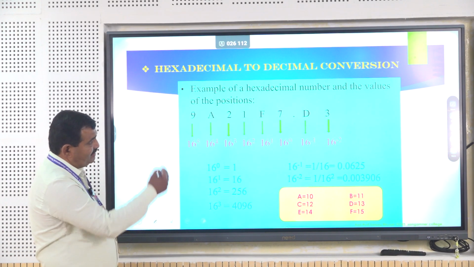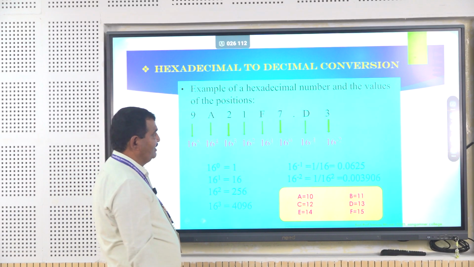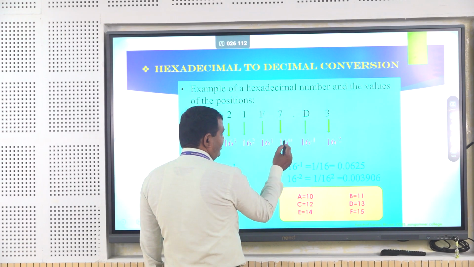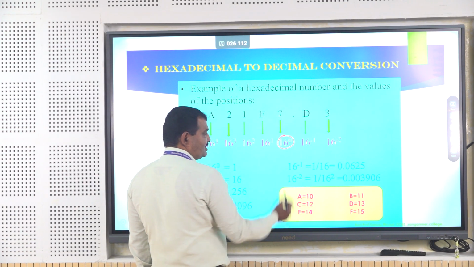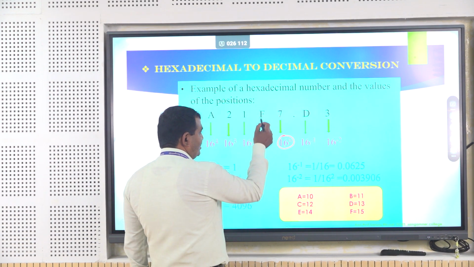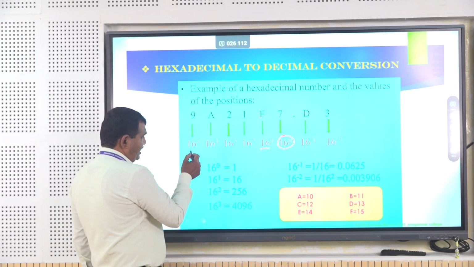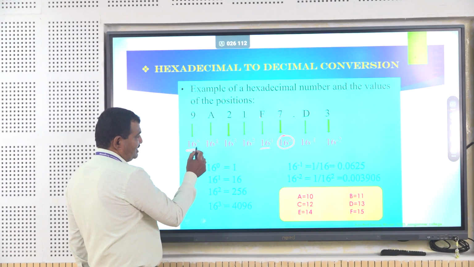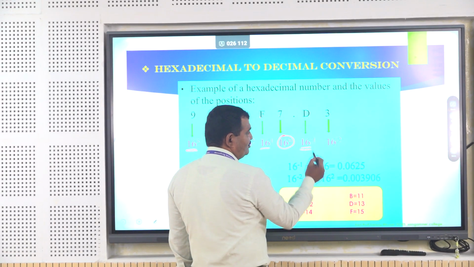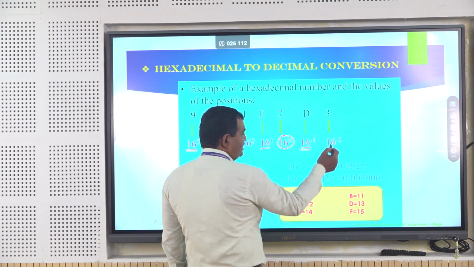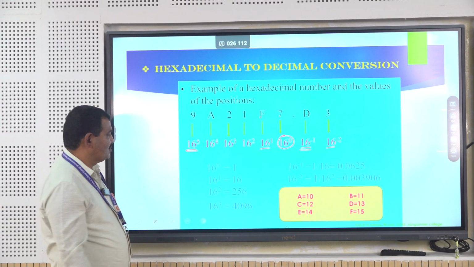For example, take 9A21F7.D3. The positional weights in the hexadecimal number system are: this 7 has positional value 16 raised to 0, F has positional value 16 raised to 1, and so on. This 9 has positional value 16 raised to 5, this D has positional value 16 raised to minus 1, and 3 has positional value 16 raised to minus 2.